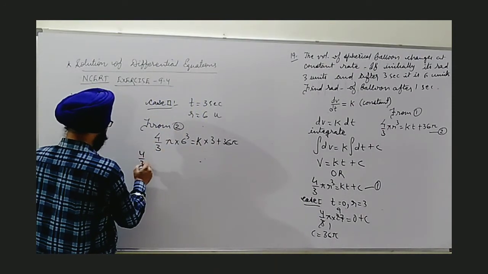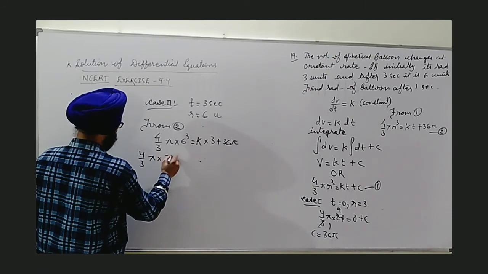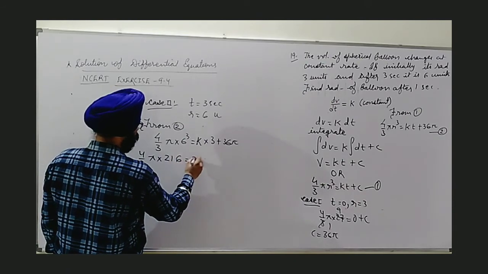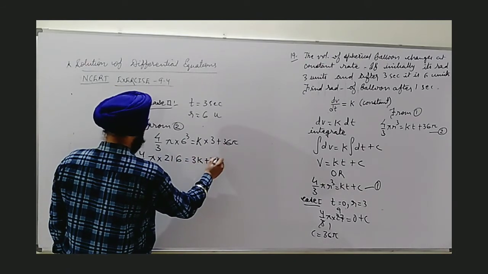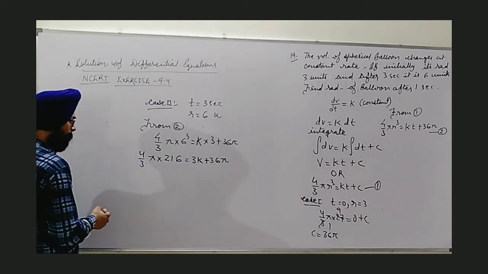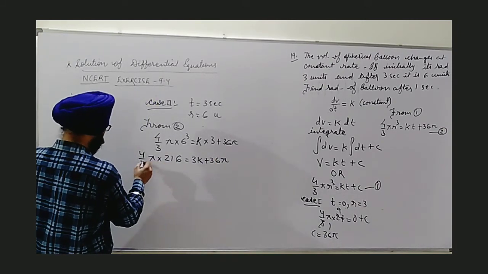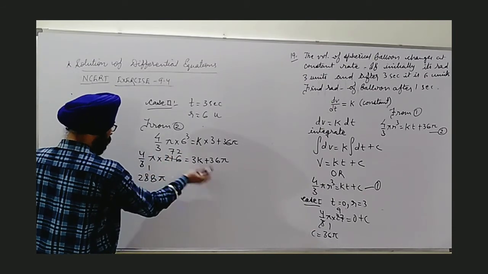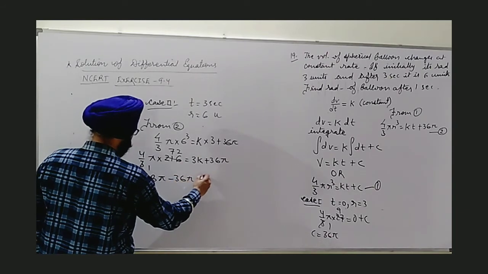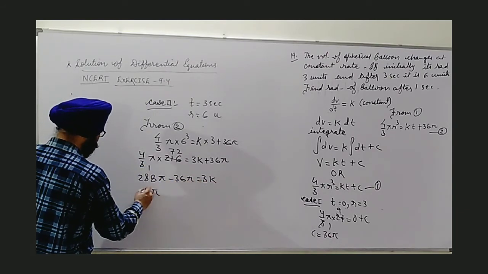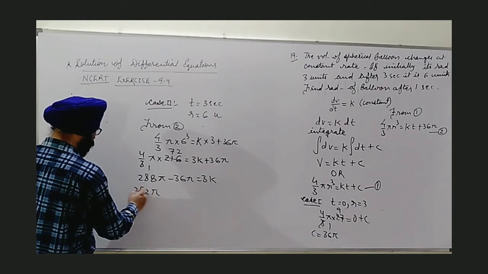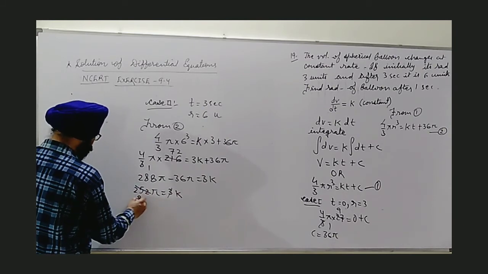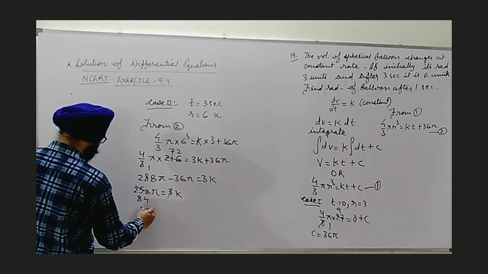we get 4 by 3 pi into 6 cube, which is 216, equal to 3k plus 36 pi. Finally we can say this will be 288 pi. 36 pi comes for subtraction here, so 288 pi minus 36 pi is 252 pi equal to 3k. 3 cancels with 252, it is 84, so k is 84 pi.